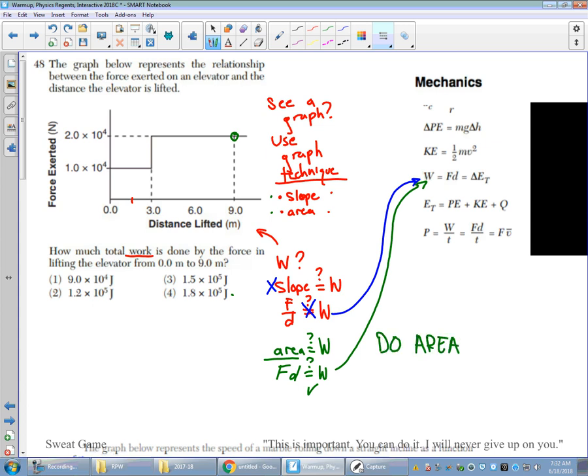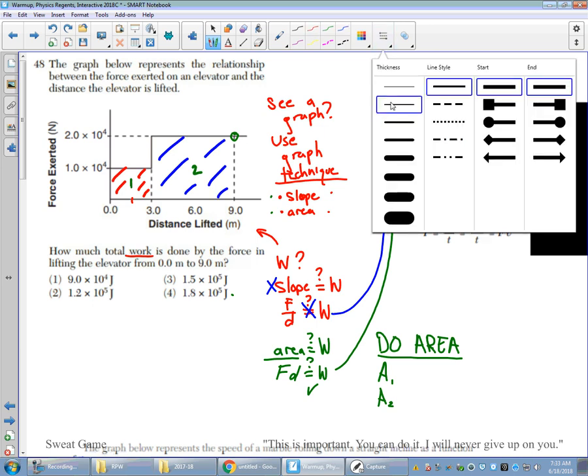Area is a base times a height. Looking at the base and the height, you see, this area does represent work, but you still must do area. And the only way you're going to do it here is you have two separate rectangles. So the area of, let's call it rectangle 1 and rectangle 2. Here's rectangle 1. To find that area actually is a pretty easy thing. And here's rectangle 2. To find that area is a pretty easy thing. You're just doing base times height.